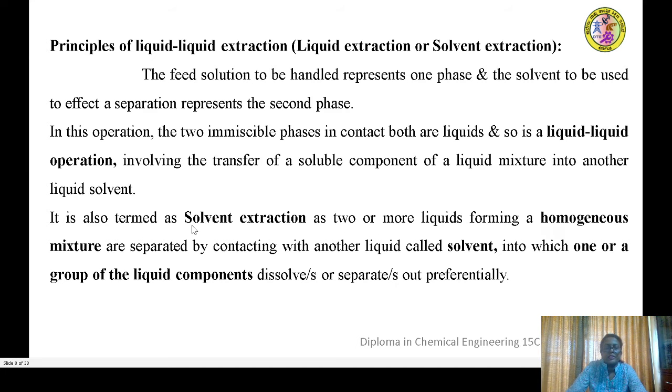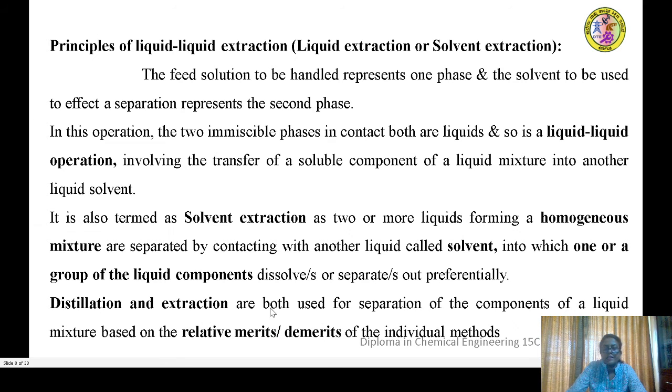It is termed solvent extraction as two or more liquids forming a homogeneous mixture are separated by contacting with another liquid solvent into which one or a group of the components dissolve or separate out easily, that is, preferentially. So it is the solvent's ability to dissolve some of the components from the feed solution that is responsible for separation in the operation. So it is sometimes also termed solvent extraction.